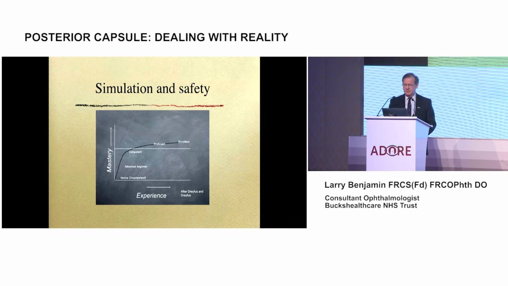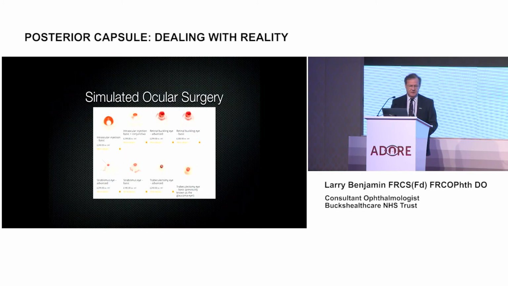How do you get experience of managing vitreous loss? Well, buy these model eyes. You can go on the simulated ocular surgery website now and you can buy eyes that you can do intraocular injections, you can do vitrectomies, you can do cataract, you can do squints, you can do scleral buckling, whatever you like, in your own operating theatre. So there are no animal eyes here, these are plastic. You can take them into the operating theatre, you don't even need a wet lab.